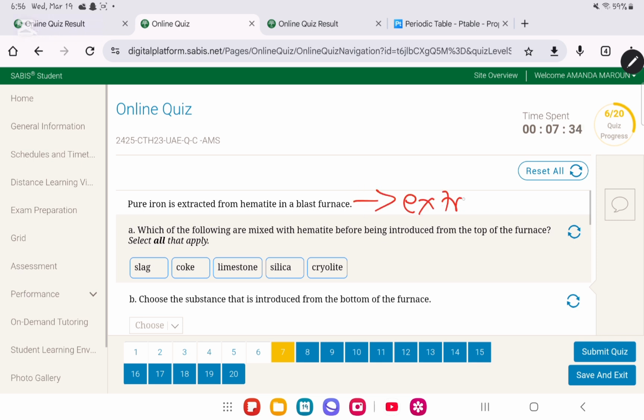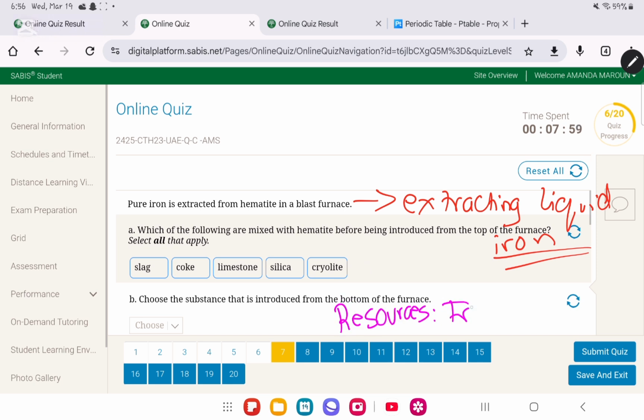We are extracting liquid iron. Okay? So usually our resources, they are what? They are hematite, okay? They are any iron ore. So we're just gonna write here resources. They are iron ore, okay? In addition to coke, in addition to limestone, in addition to hot air.